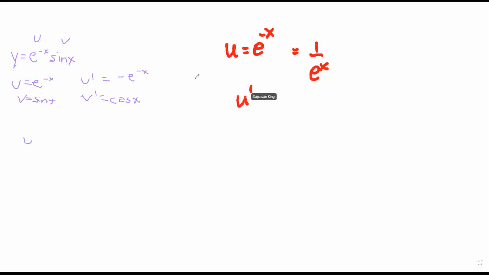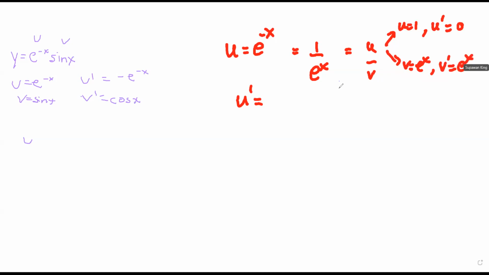And you can find u prime using the quotient rule, which is another portion of quotient rule before you put it back in. Still quotient rule, but you work on the side for the quotient rule of this, and then put it back into the product rule for the problem to find y prime. So this, the top one, is another set of u and v. For this case, the u equals 1 and the v equals e to the x. The u prime is 0. The v prime is e to the x.